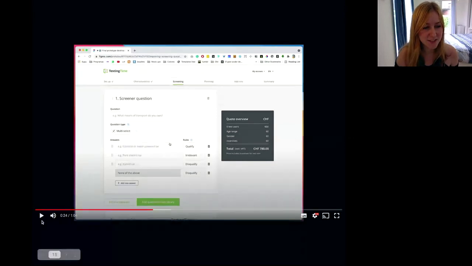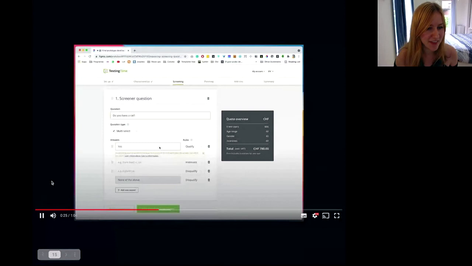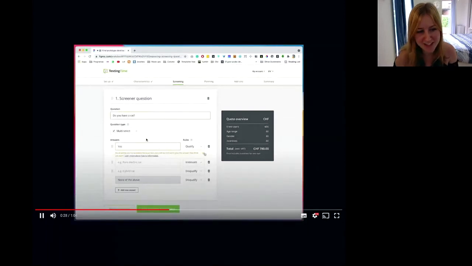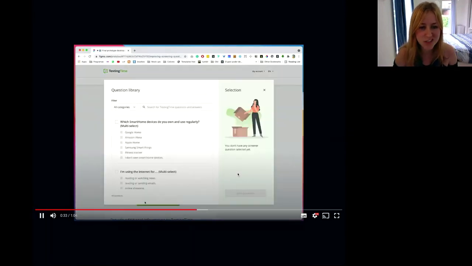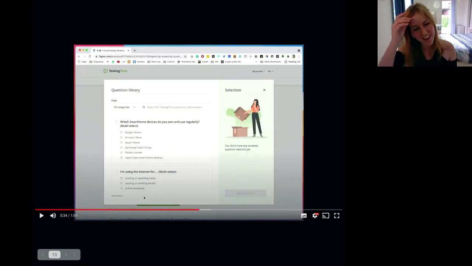And then imagine that you write down a yes/no question. For example, in this case, it's quite stupid, but: do you have a cat? And then you start typing yes. And then we're going to show a message saying, hey, avoid asking yes/no questions. And we hope that will help them to understand why.